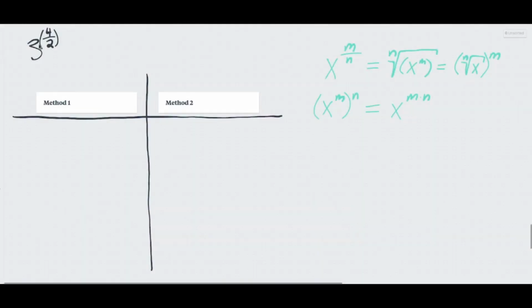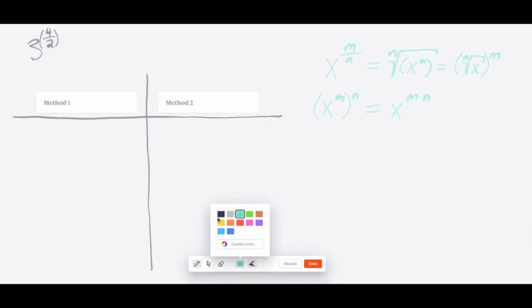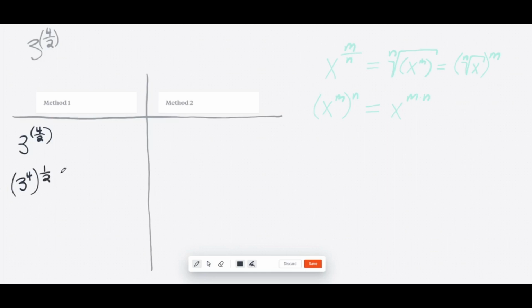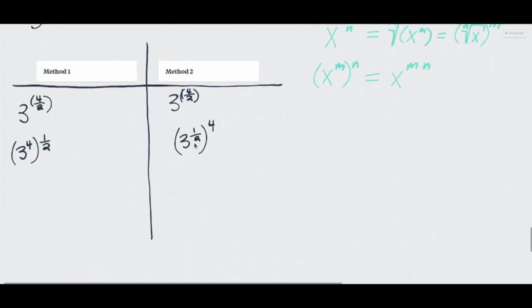Now, if we look at this original problem that we were given, there are basically two separate ways that we can represent it. If we do that using this formula, we can represent 3 raised to the power 4 over 2 as 3 to the 4th power, to the 1/2 power, or we can represent it as 3 to the 1/2 power, raised to the 4th power. And when you look at things this way and you remember the definitions that we started with before, you can see why this would work.